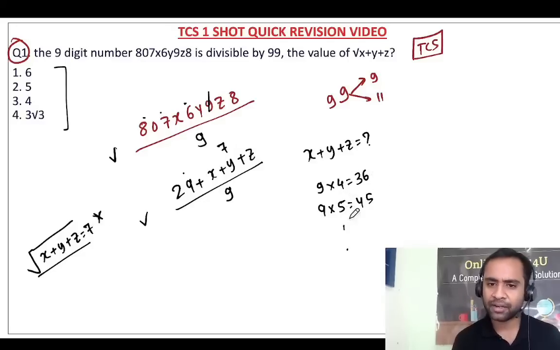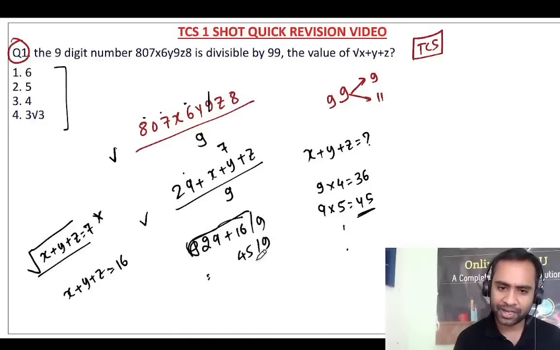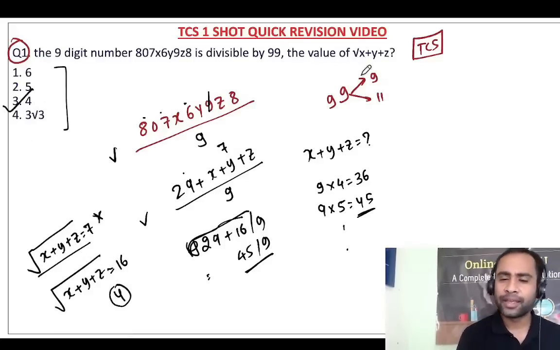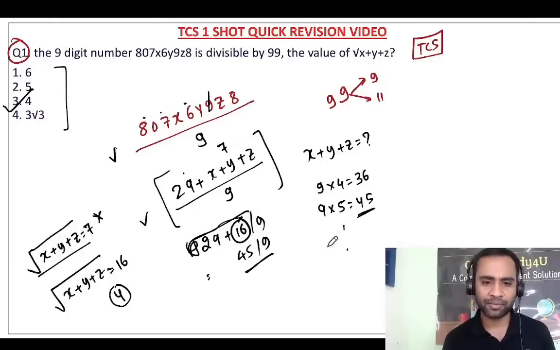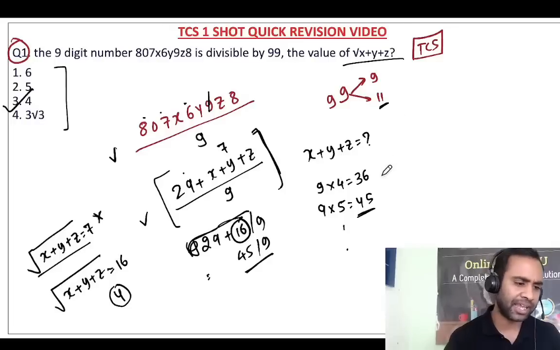Then the next is nothing but 45. So 29 plus x plus y plus z, if you keep x plus y plus z as 16, then it will be 45, and then it will be divisible by 9. And square root of x plus y plus z is nothing but 4. Yes, sir. So x plus y plus z we can take as 16, so that this number will be divisible by 9, right? Okay. And also, we could have checked for 11, but we did not check because with the help of options we were able to find it out, right? Clear?